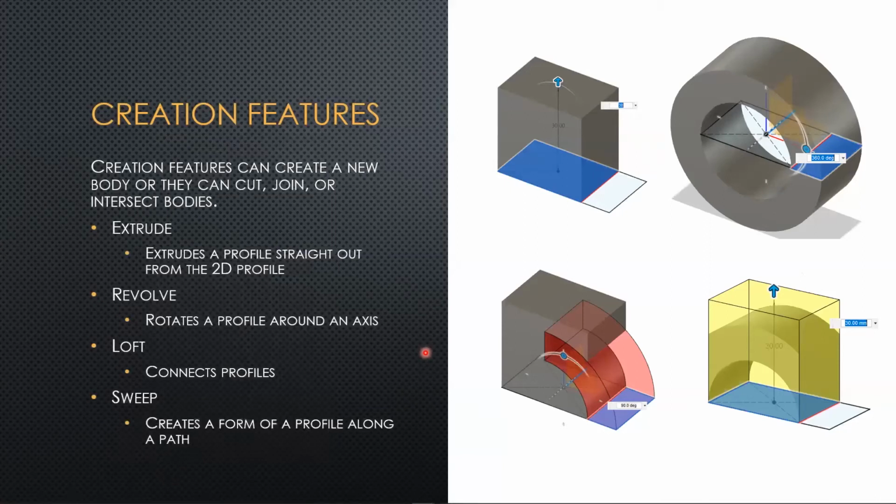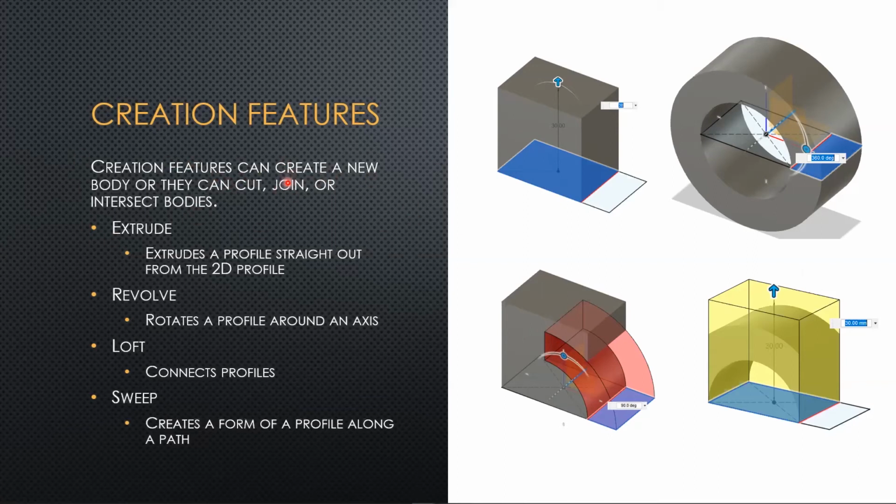On to creation features. So the 2 big creation features are extrude and revolve. Extrude is bringing material out of a profile straight from the 2D profile that you have. And then revolve is rotating a profile around an axis. And here are examples of extrude and revolve. You can do other stuff with this. So like on extrude, you can have it at an angle. For revolve, you don't have to go all the way around. You can also cut, join, or intersect bodies.